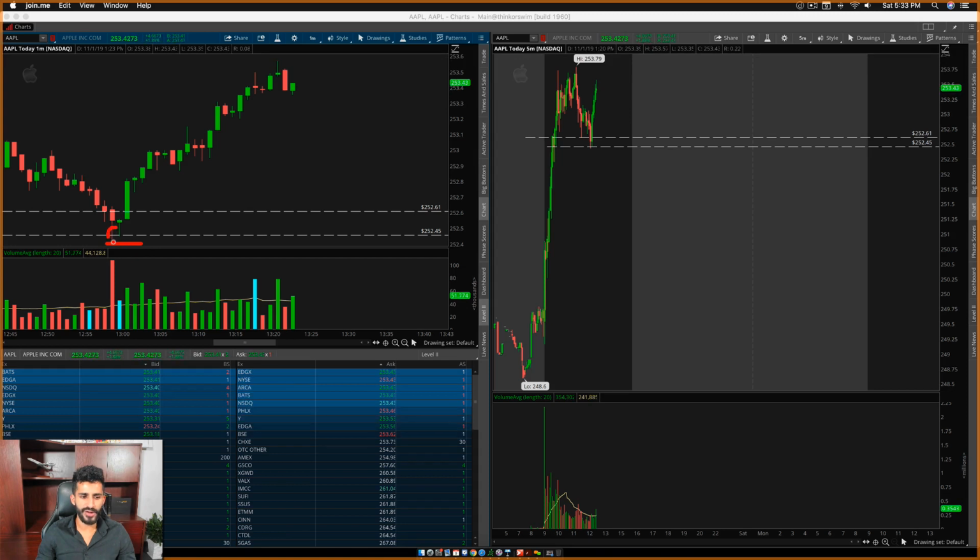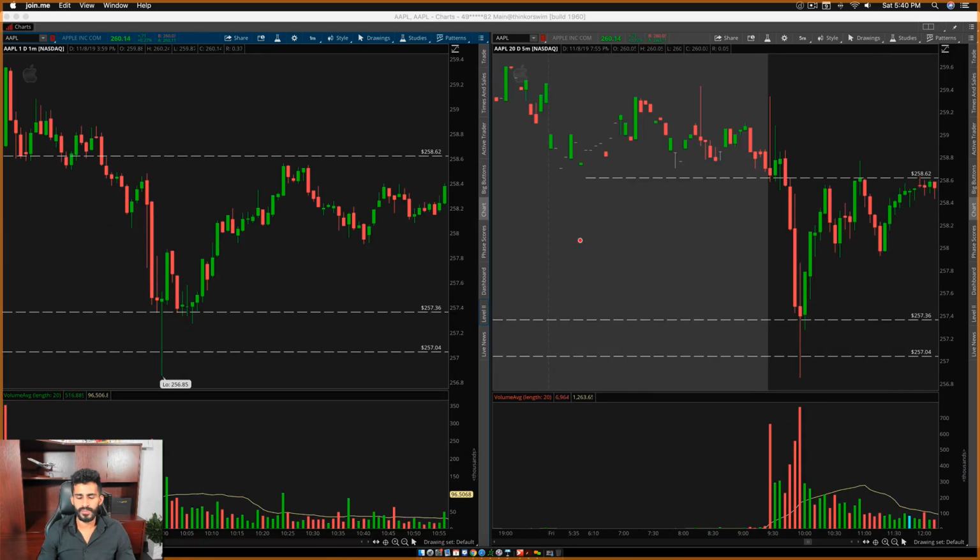They're showing us buyers are sitting right here, shooting the price right back up. So it's very important to wait for the candle to close. The people that did not wait for the candle to close probably lost money by not waiting and just being very impatient.